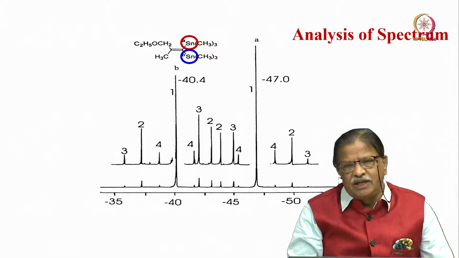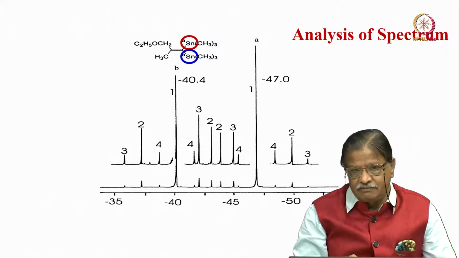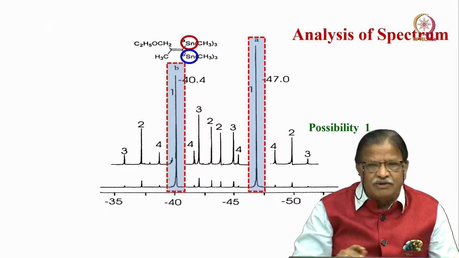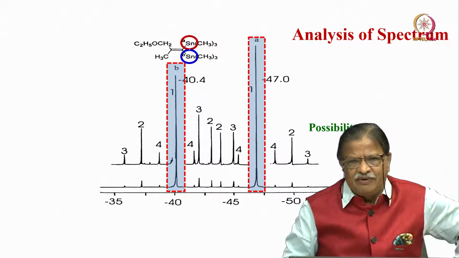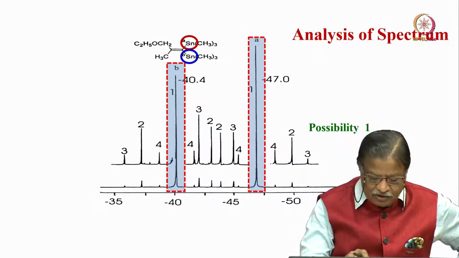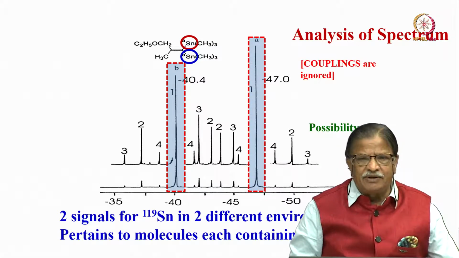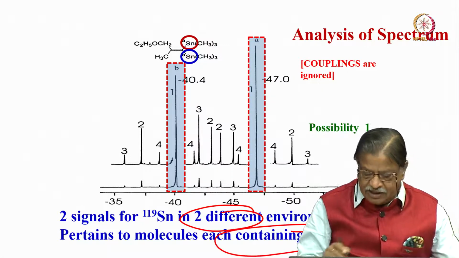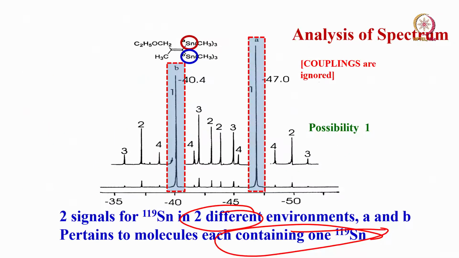See, now we know there are two tins present. Here you have to think of the concept of isotopomers. For example, there is one possibility where there are two tins present, and one is 119, the other is 115, whatever it is. There is no coupling with anything else. There are two independent tins present. So there are two signals for two tin 119 in different environments, A and B, each containing only one tin 119, and there is no coupling with any of these. Couplings are ignored here. There is no other coupling.